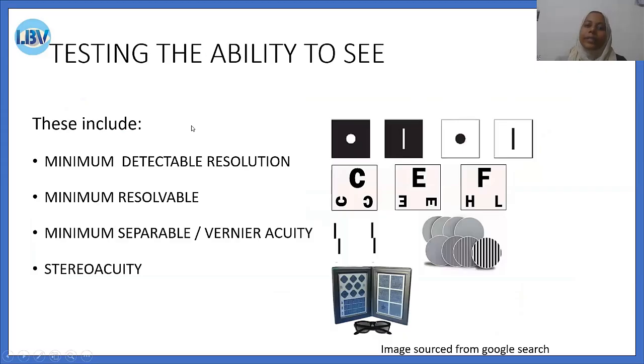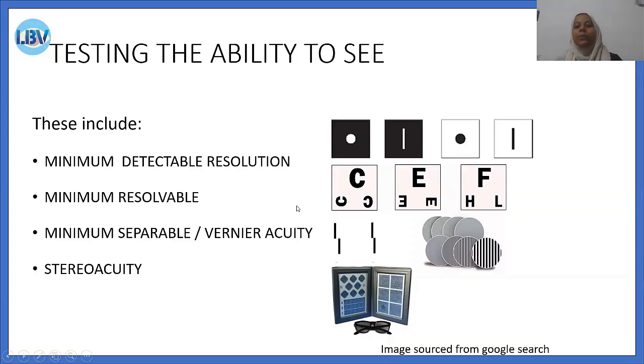When we talk about the ability to see, there are certain tests. I would like to briefly mention these tests, and then we will move towards the visual acuity test. We have minimum detectable resolution, which is able to just detect whether something is present or absent. For example, this image with a white dot on a black background is just about detection. Can you see the white dot over this black background? Yes or no? That is detectable resolution.